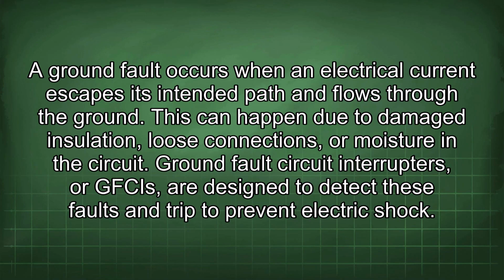A ground fault occurs when an electrical current escapes its intended path and flows through the ground. This can happen due to damaged insulation, loose connections, or moisture in the circuit. Ground fault circuit interrupters, or GFCIs, are designed to detect these faults and trip to prevent electric shock.